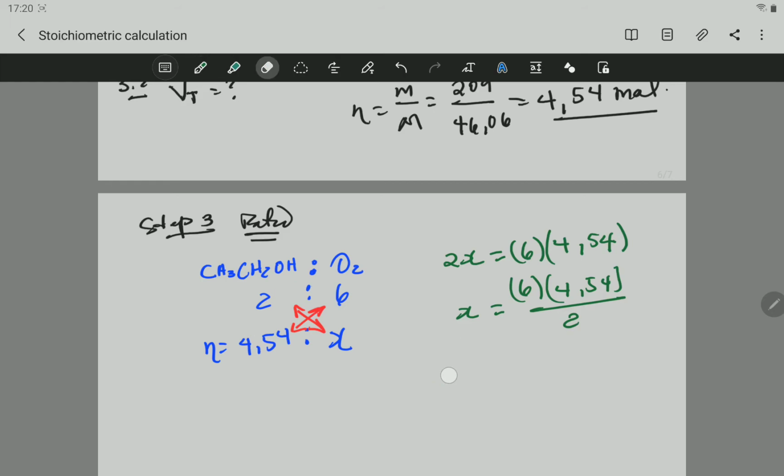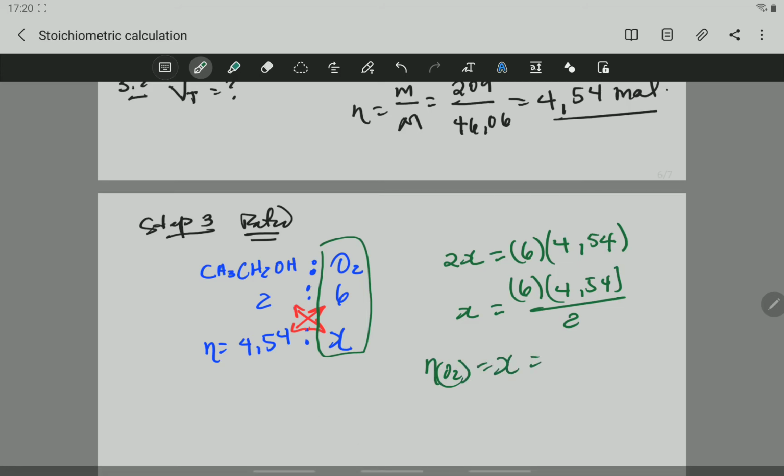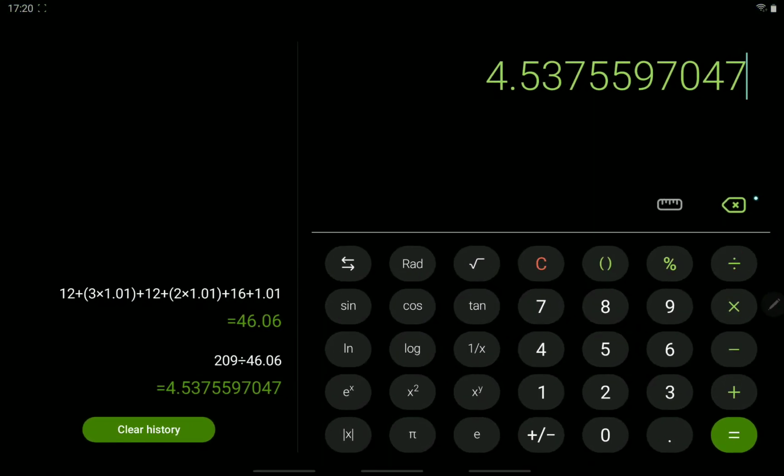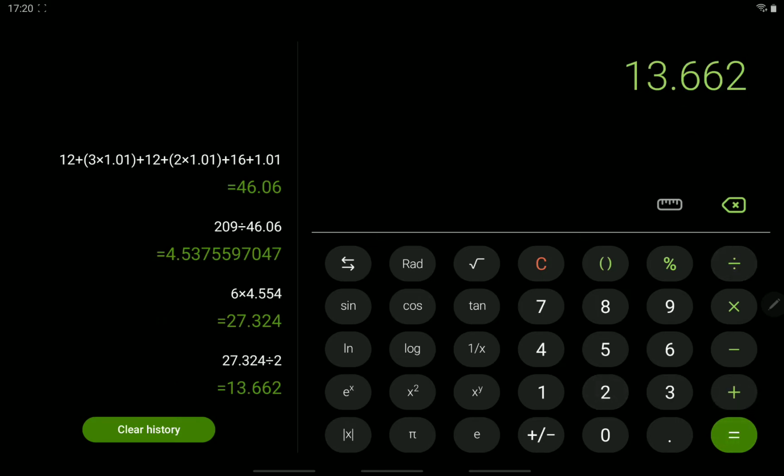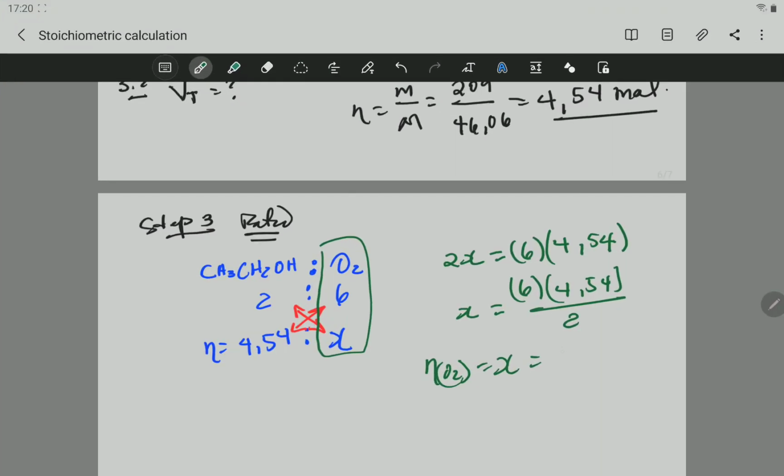That is how to calculate the number of mole of oxygen. This number of mole is the number of mole of oxygen. Note everything here is for oxygen. So number of mole of O2 is equal to x, which is calculating, which is equal to, let's do the calculation, 6 times 4,54 divided by 2. And that is going to be equal to 13,662. And I'm going to keep it like that, 13,662. All right, that is the number of mole of oxygen.